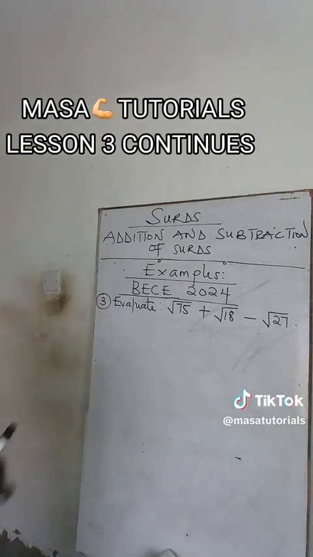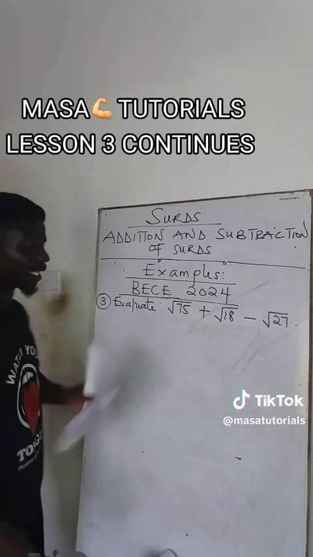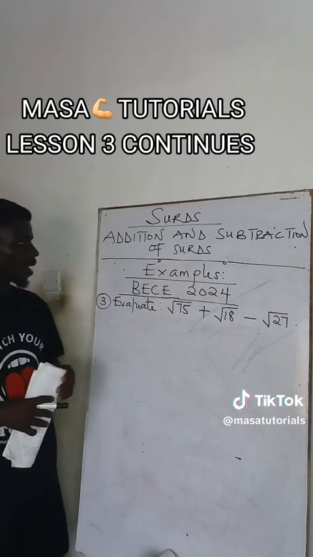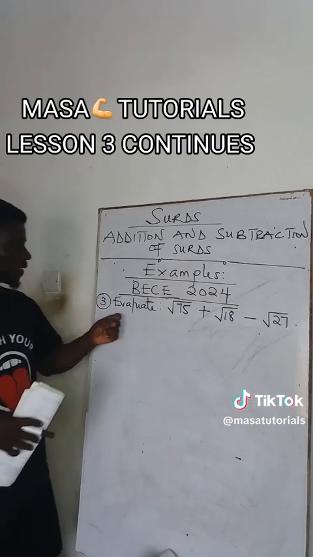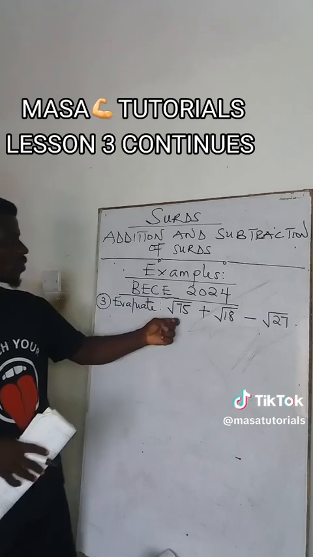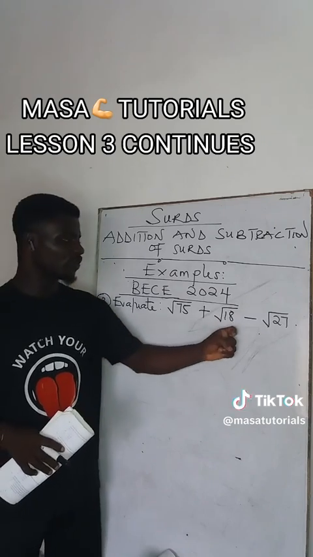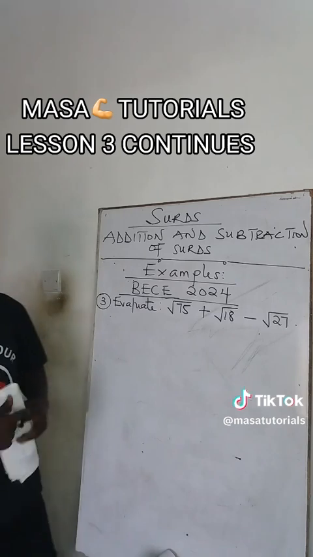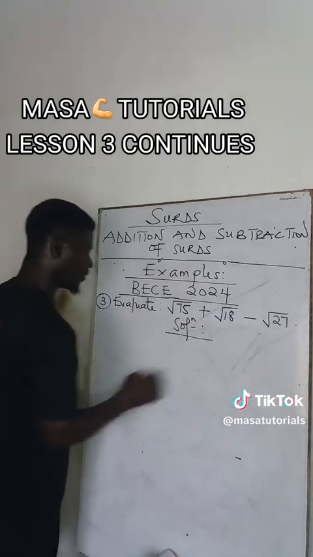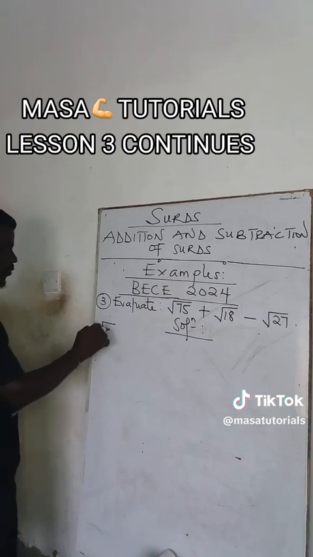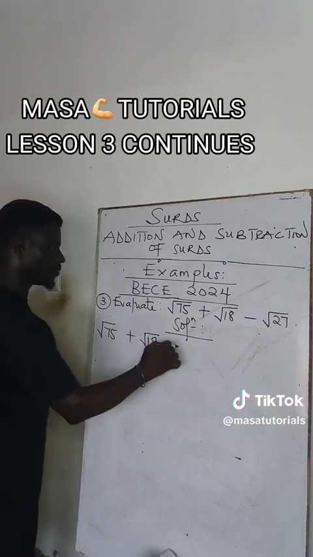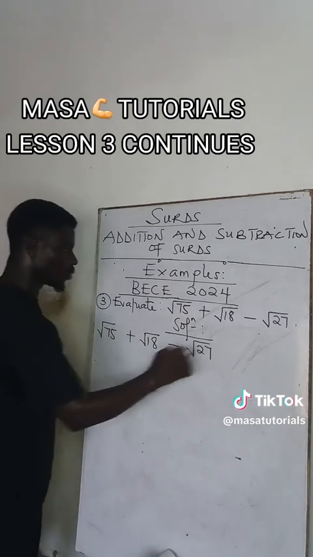Alright, so on the BECE 2024, we have another question. It says evaluate. Still, they are telling us to find the value of this expression: square root of 75 plus square root of 18 minus square root of 27. So we need to first simplify. Square root of 75 plus square root of 18 minus square root of 27.